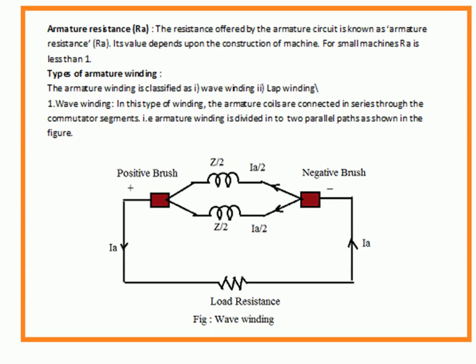Then, type of armature winding: we have two types of windings. Number 1, wave winding. Number 2, lap winding. In wave winding, the armature connections between brushes are connected as shown in the diagram below. It has two parallel paths. Hence, the number of conductors in each parallel path is Z by 2, and the current flowing through each branch is Ia by 2 between two brushes, as shown in the figure. Mainly it has two parallel paths.